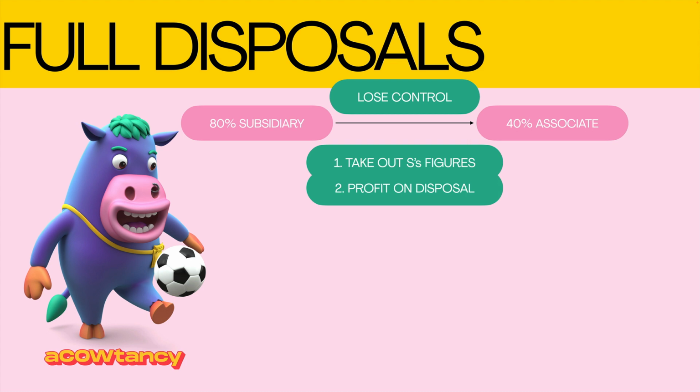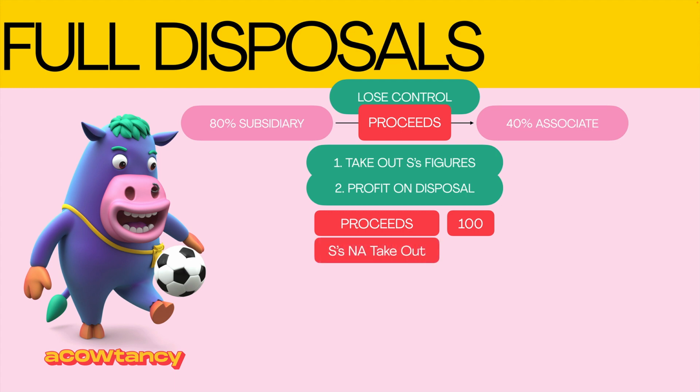This is how you calculate that profit on disposal. You make proceeds of 100, and remember, we are selling something. So when we sold to go from a subsidiary to, let's say, an associate, we receive proceeds. So let's say we receive proceeds of 100. We then take out S's figures. So take out all of their net assets. The other thing that would be in there for S would be S's goodwill. Take that out because it's no longer a subsidiary.